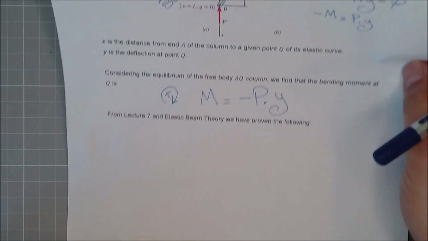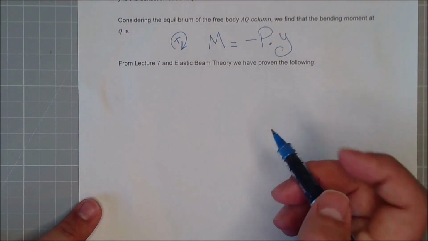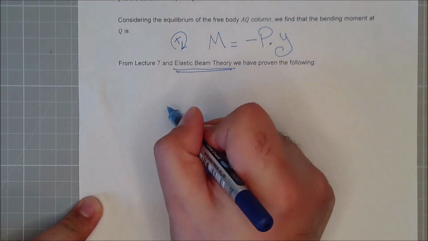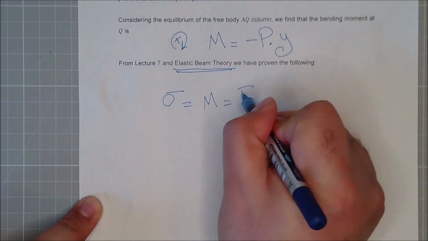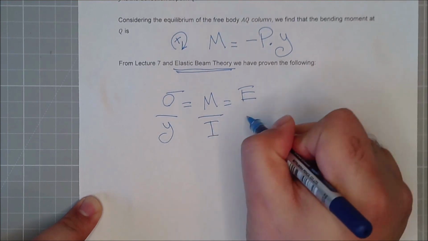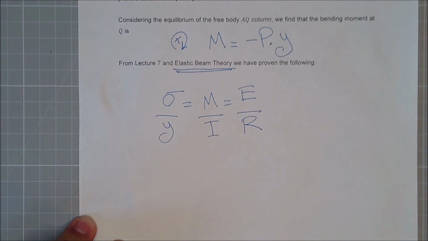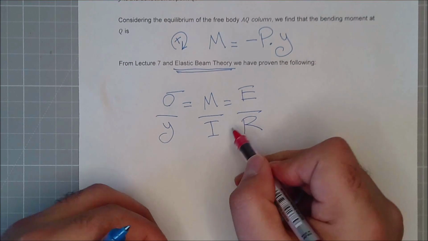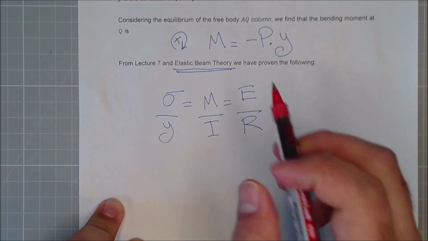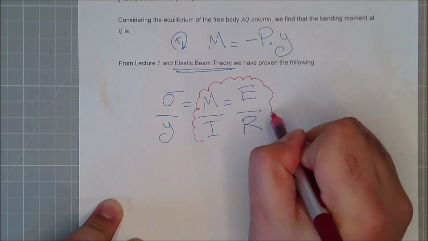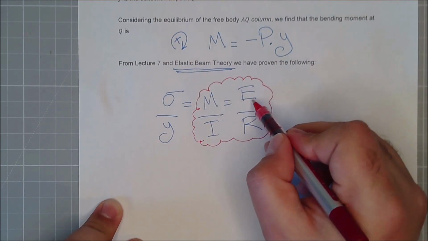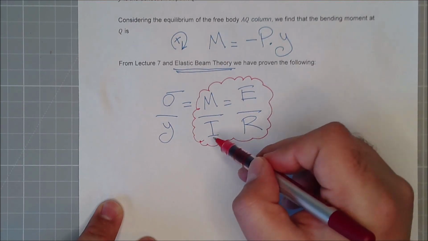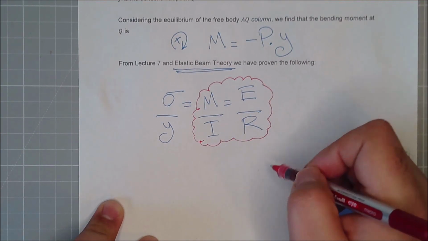Okay, now let's continue. From the other side, from previous lectures, we had proven that there is something called elastic beam theory, and we had a name for it: stress, M over I equals sigma over y equals E over R. We discussed that in different scenarios, we'll take some of this formula to help us solve problems. In this case, I'm just concentrating on these two bits: moment M, elastic modulus E, which represents the material, second moment of area I, which represents the cross section, and R, the radius of curvature.